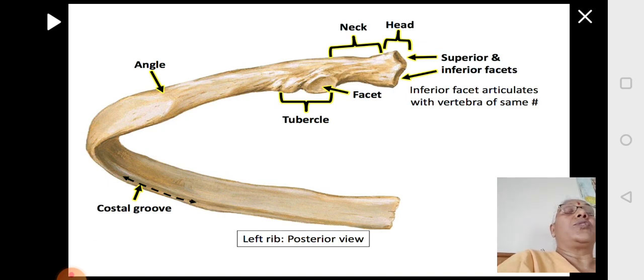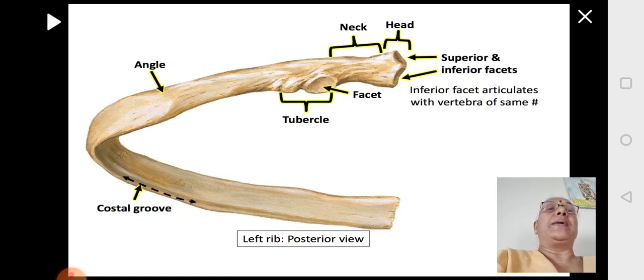the thoracic region. Then next, in the neck region near the tubercle, there is another facet which will articulate with the articular process present on the transverse process of the thoracic vertebra. So there also there are 2 regions for articulation in the thoracic vertebra, one in the body, one in the transverse process. Here there are 2 regions for articulation, one in the head and one near the tubercle, which will form articulation between the ribs and the thoracic vertebra.